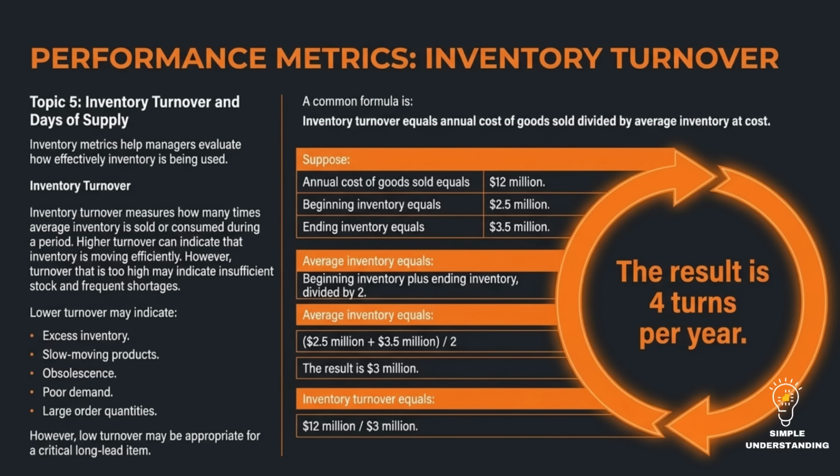Higher turnover can indicate that inventory is moving efficiently. However, too high a turnover may indicate insufficient stock and frequent shortages. Lower turnover may indicate excess inventory, slow-moving products, obsolescence, poor demand, large order quantities. However, low turnover may be appropriate for a critical long lead item.